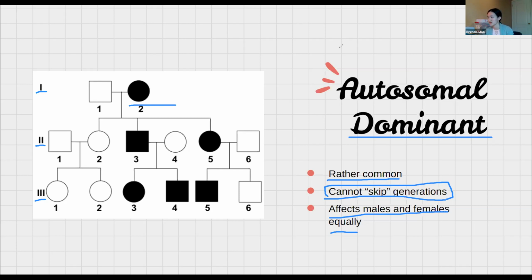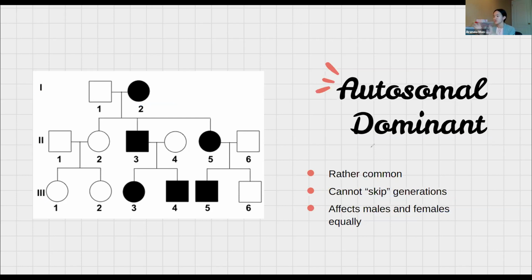It doesn't really count. As a disclaimer, these rules, or I guess tips, are there to guide you towards thinking a certain way, because if you just look at a pedigree, it can get very complicated and you don't even know where to start. So these rules are here so that you start thinking in a certain direction.